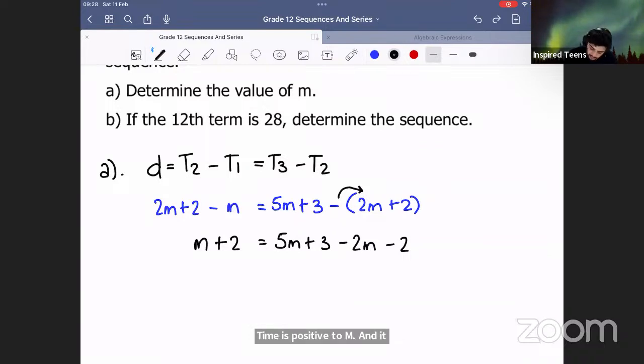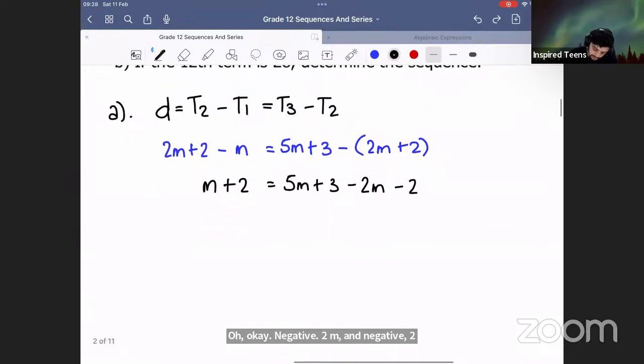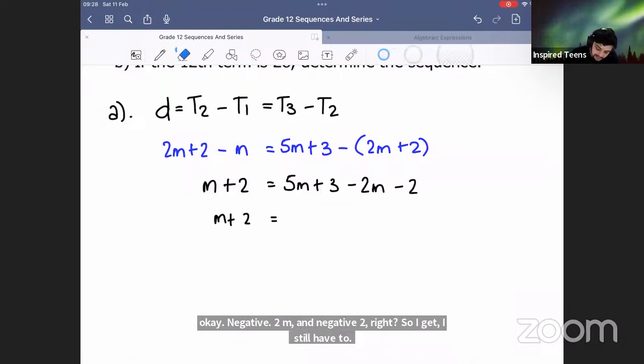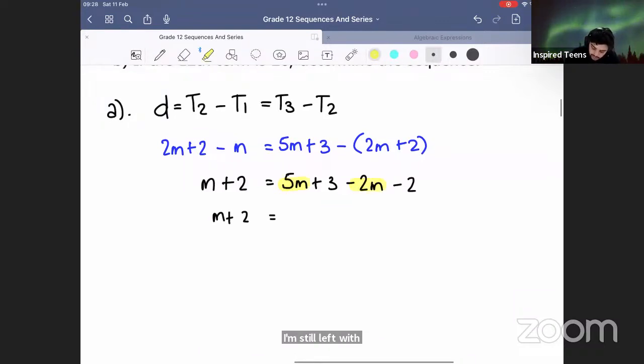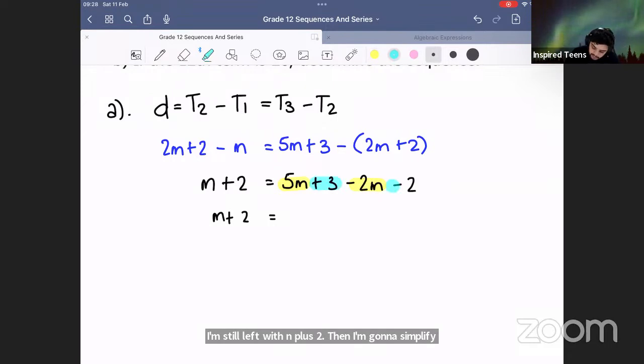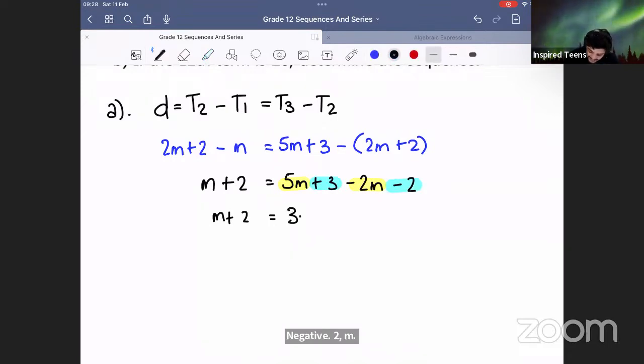Okay, negative 2M and negative 2. Right, so I'm still left with M plus 2 there. Now I'm going to simplify like terms on the right hand side: 5M, negative 2M, positive 3, negative 2. When I do that, I get 5M minus 2M, that's 3M.